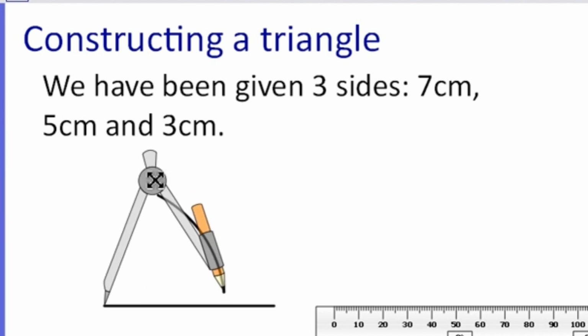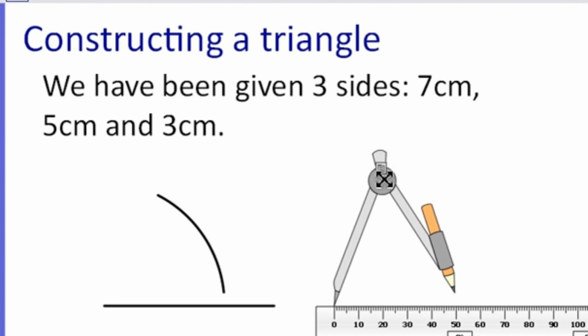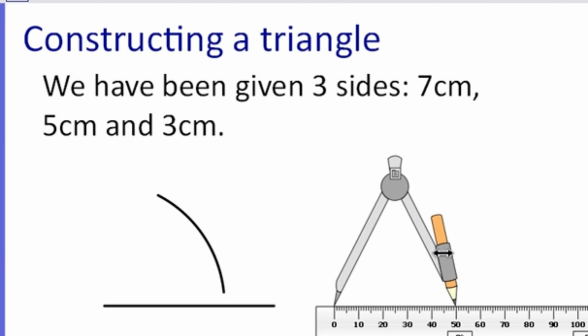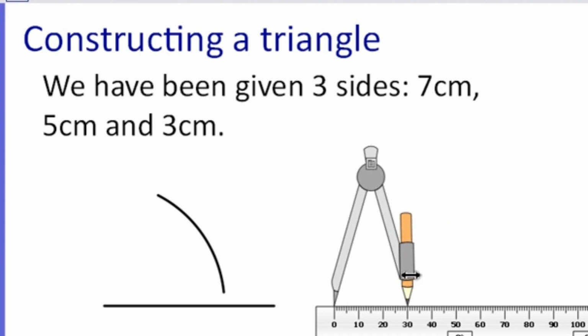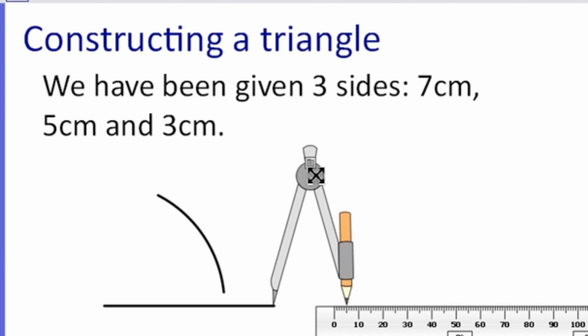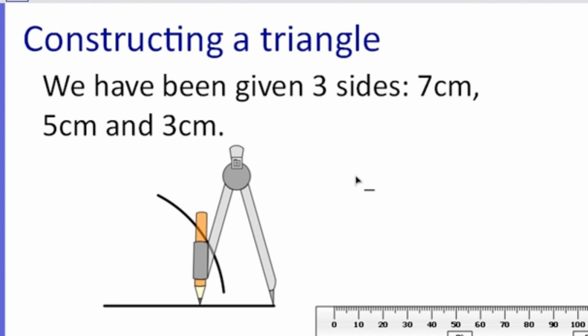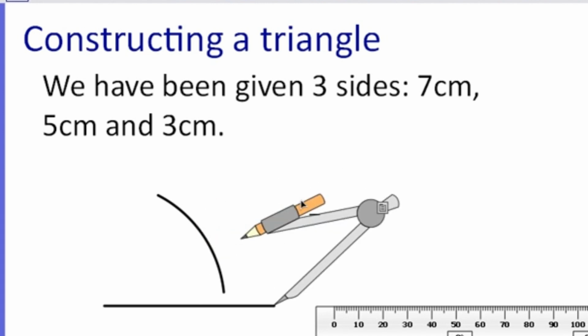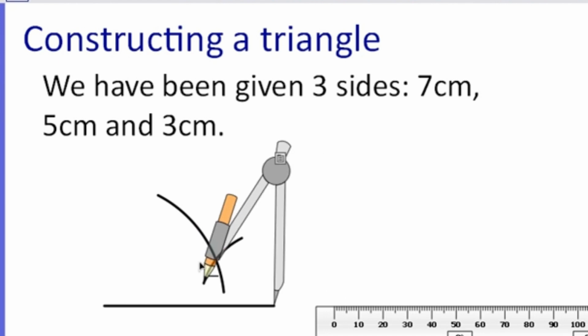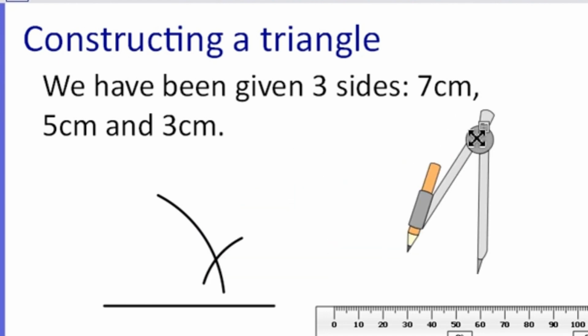Okay. Next thing I need to do is open it up to 3 centimetres. I move it along to 3 centimetres, and this time the needle has to go on this end. So I'm going to turn my compass round, make sure the needle matches up right with the end of the line on the right hand side, and now I'm going to draw another arc. Moving the pair of compasses away, I can see that I've now got an intersection. So again, we're looking for an intersection between two arcs.